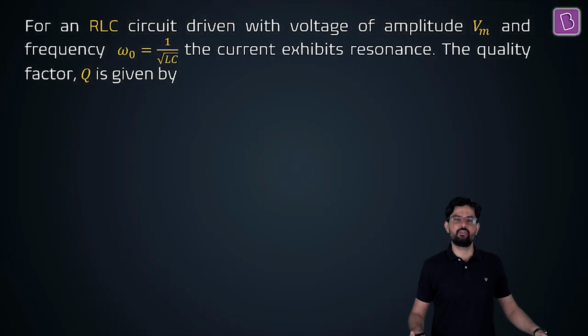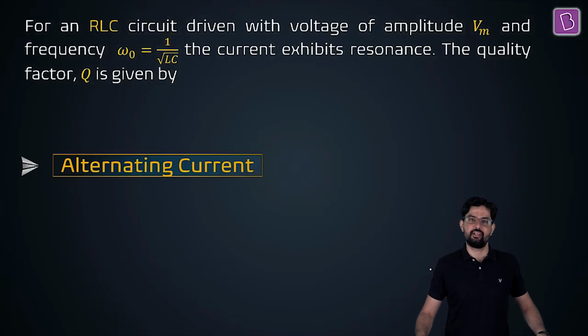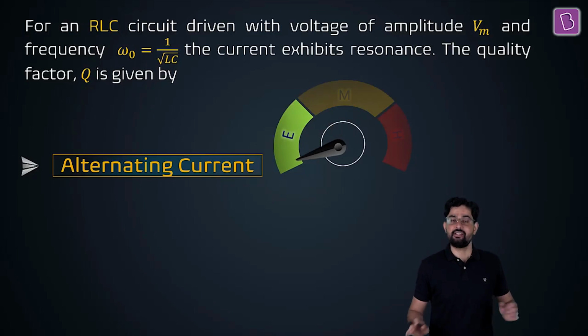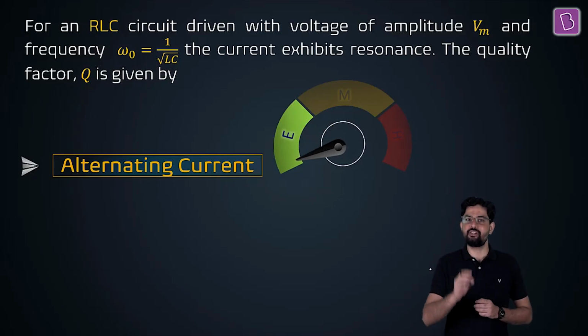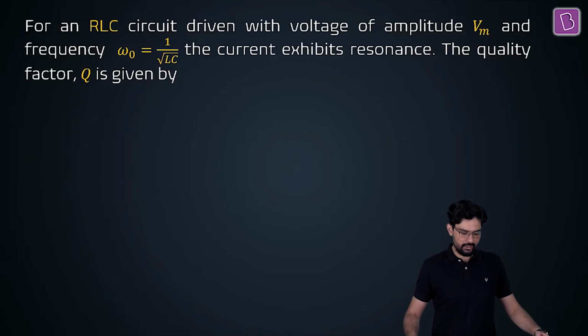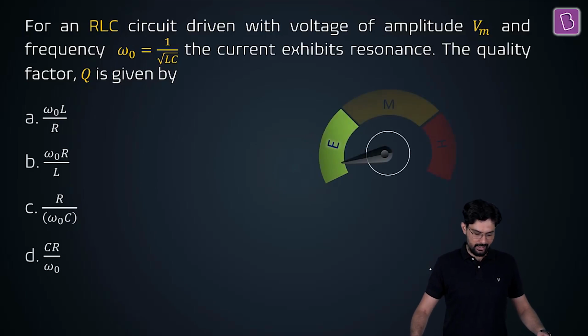You simply have to find out the Q factor of this RLC circuit. You know that the Q factor is defined as the ratio of the resonant frequency to bandwidth. And this is a direct formula based question, which is really easy. In this case, we know that the Q factor is going to be omega naught L by R. As simple as that. So in this case, let's quickly choose option A as the right option.